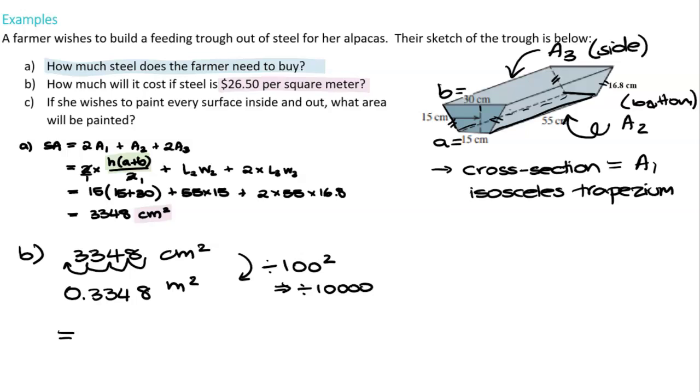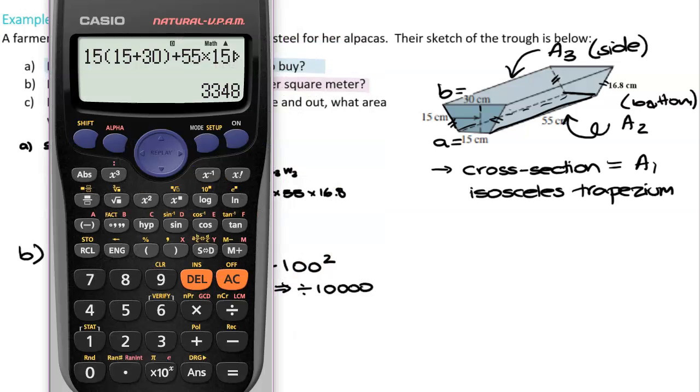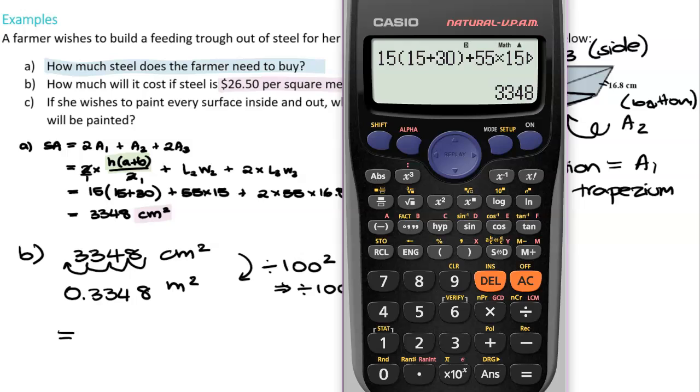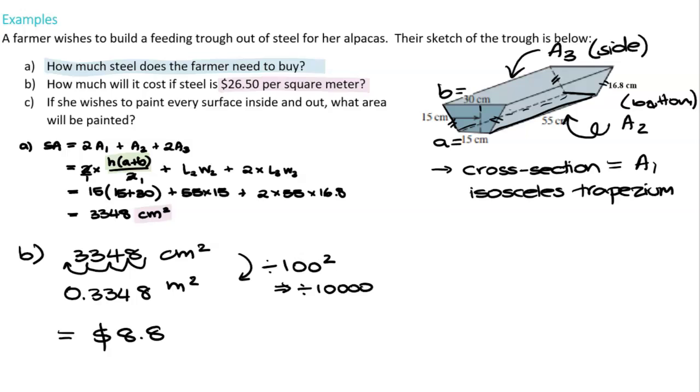So this is a relatively small trough. Maybe it's only for a couple of alpacas. Now we need to multiply that number times the cost per square metre. So $26.50 is the cost per square metre, and the number of square metres was 0.3348. So that means this is going to be affordable, $8.87. We need to round money amounts to 2 decimal places. Now, if this person was paying with cash and it had to be rounded, this would be rounded to the nearest 5 cents. So that'd be $8.85. The question doesn't ask for it, that's why I've put it in brackets, but sometimes it's nice to just be aware of the kinds of questions you could be asked.